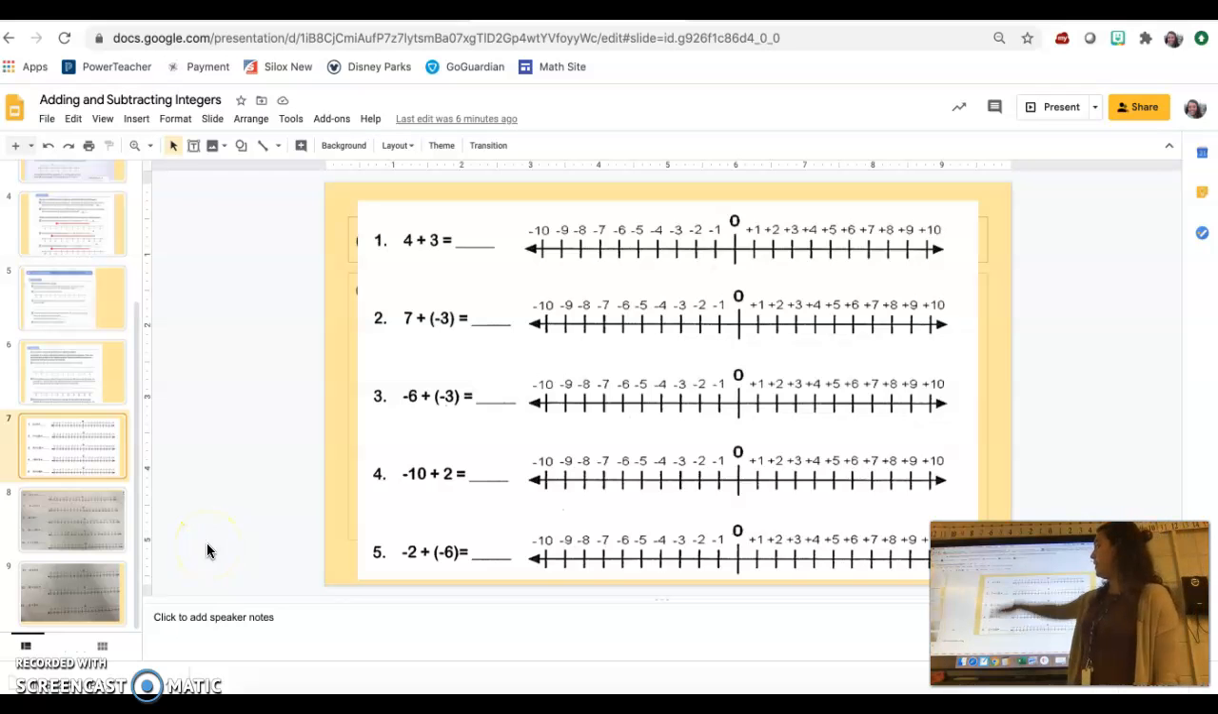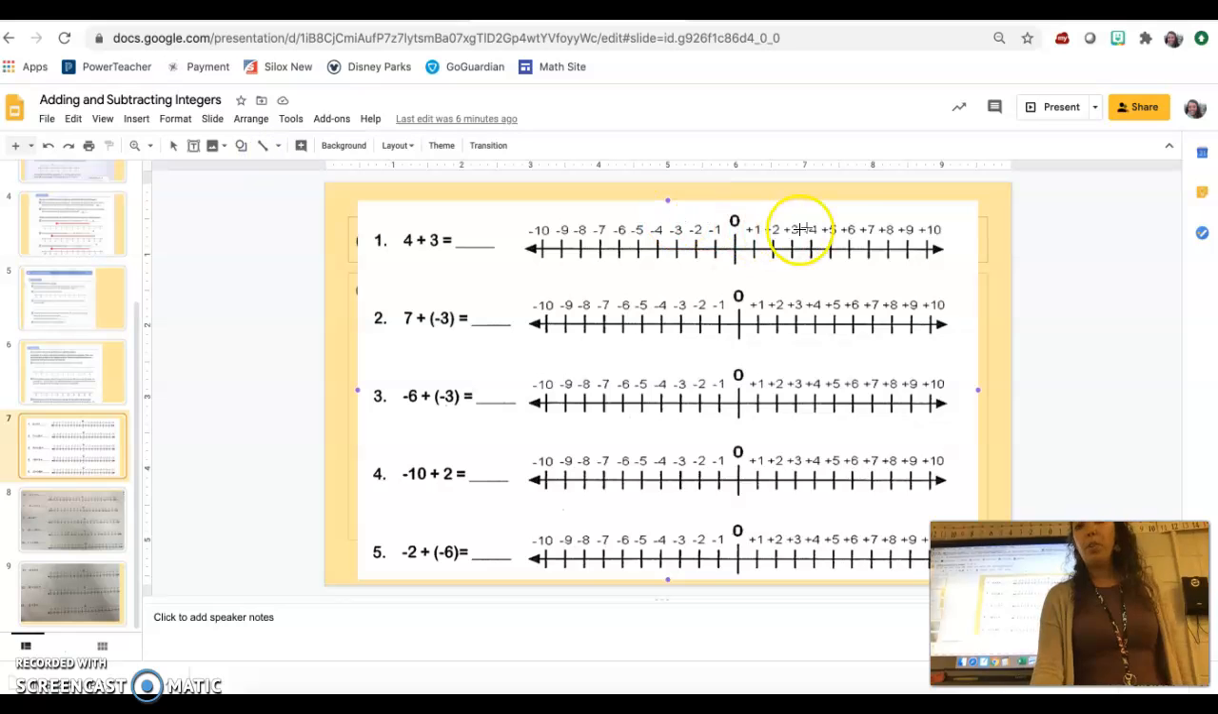Okay, so looking at these 5 on slide 7, we start with 4 plus 3. We all know what 4 plus 3 is. It's okay if you're not sure, it's okay. We know it's 7, right? So let's prove it using our number line here.